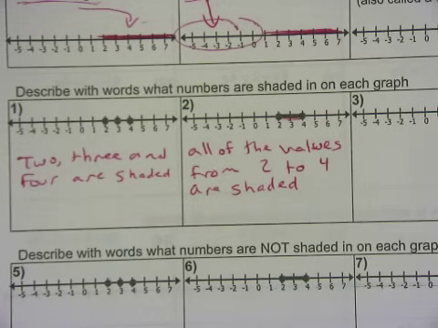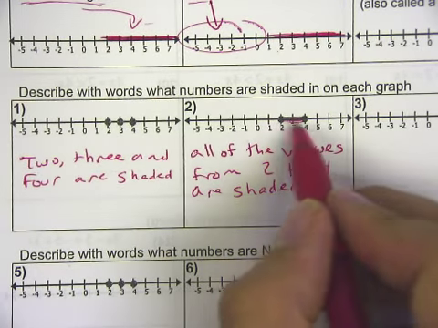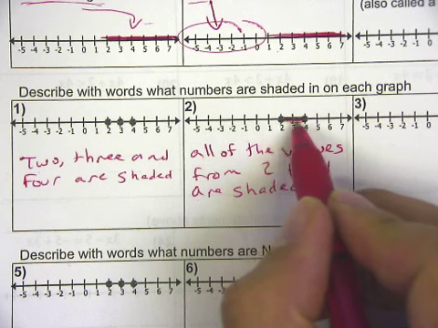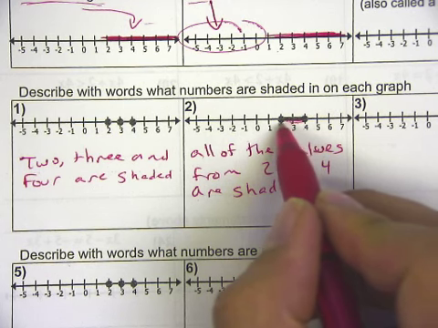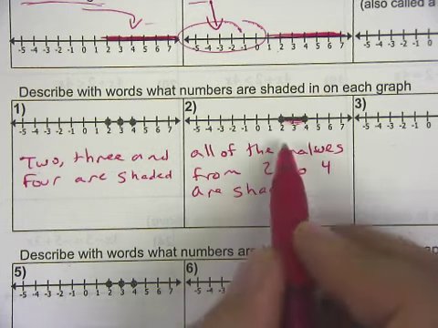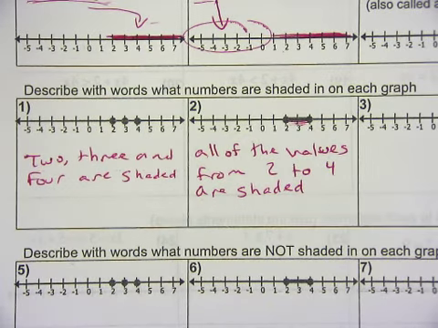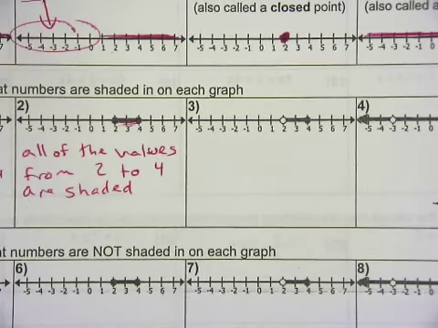Now, you might have said this differently because I just said this in a really awkward way. In fact, I hate the way I just wrote this down. But what you want to make sure you have in your description of these things is recognizing that, yes, it's all these values from 2 to 3, or from 2 to 4. It's also 4, but it's not 2. This open bullet means 2 is not shaded in.